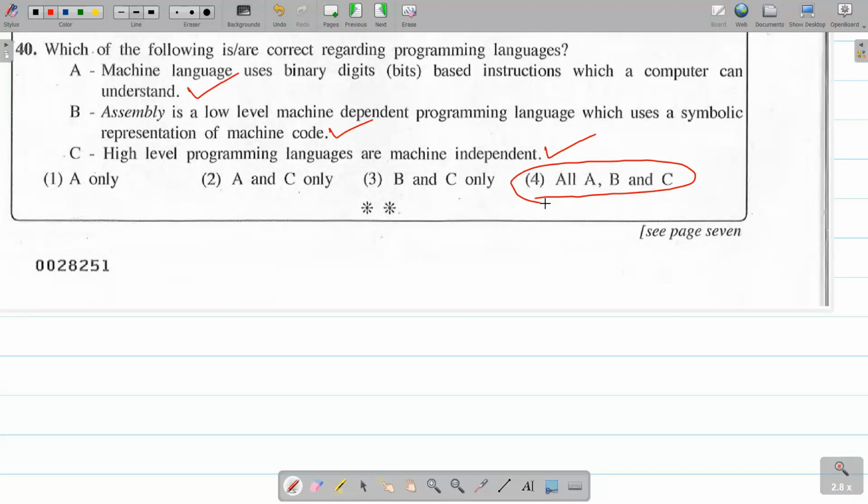Yes. Okay, people, we are done with the MCQ paper. Any questions regarding this? Any doubts? Okay. So moving to the second paper.